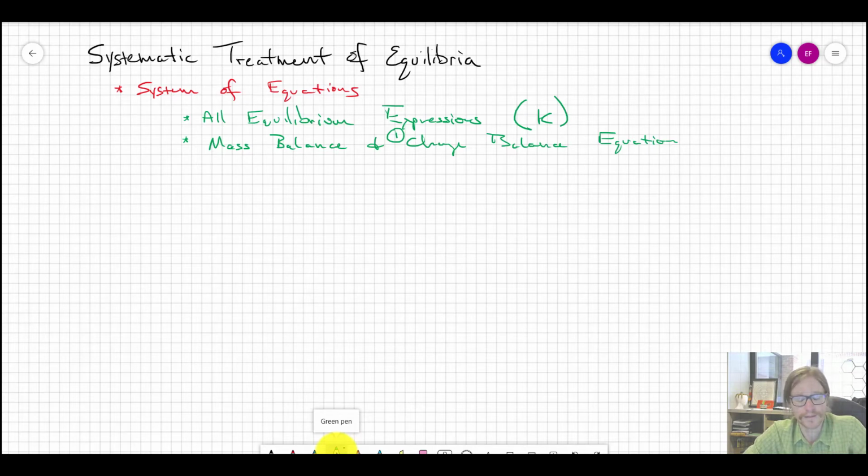And that has to be true, right? Because all solutions are neutral. And so that's going to be our charge balance equation. The mass balance equation, there are often several, and it's a little bit more nuanced. And so we'll start with the charge balance, and then we'll talk about the mass balance. But the goal here is just to generate all the equations we can and then simultaneously solve them.